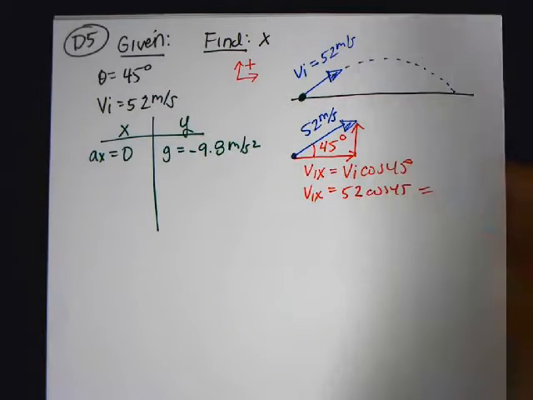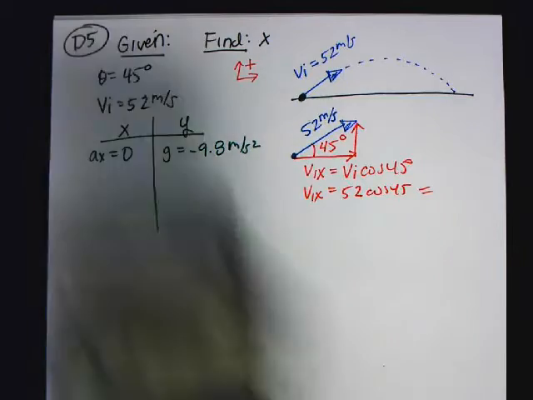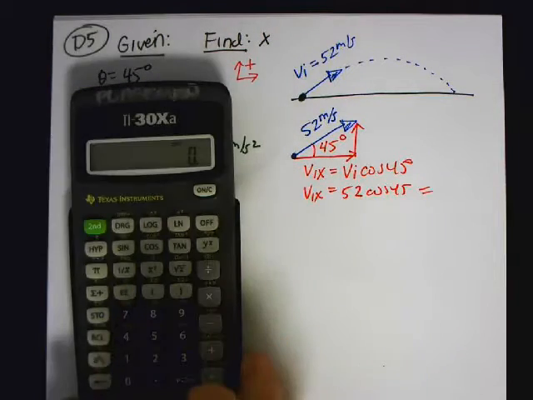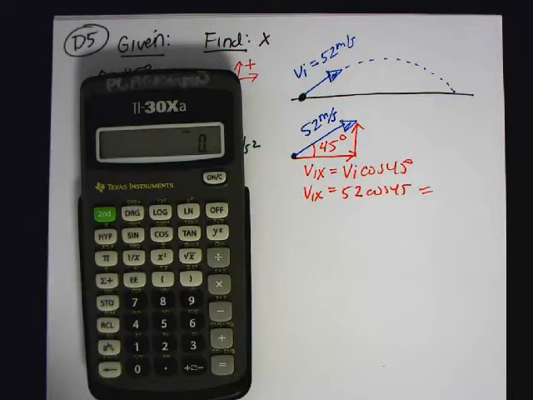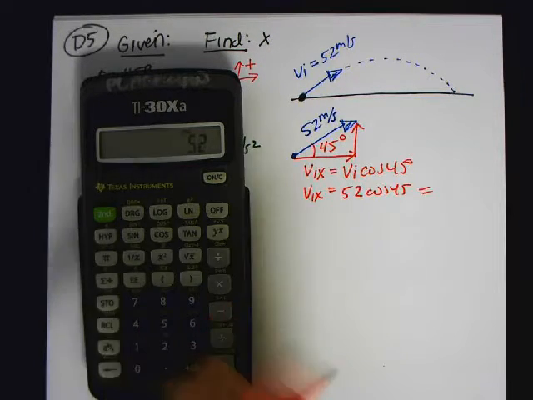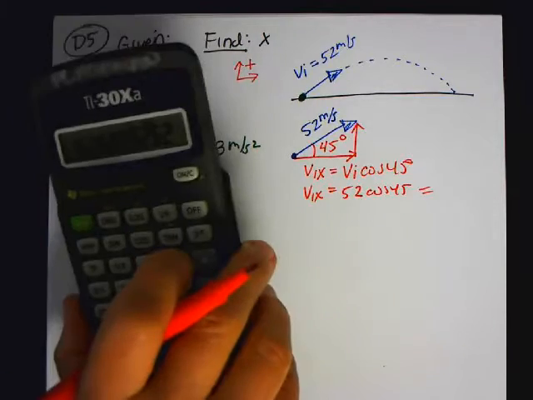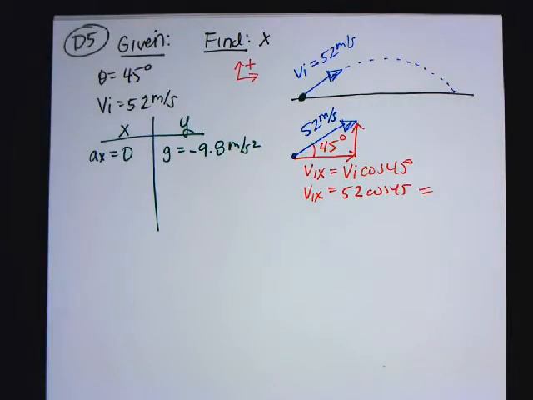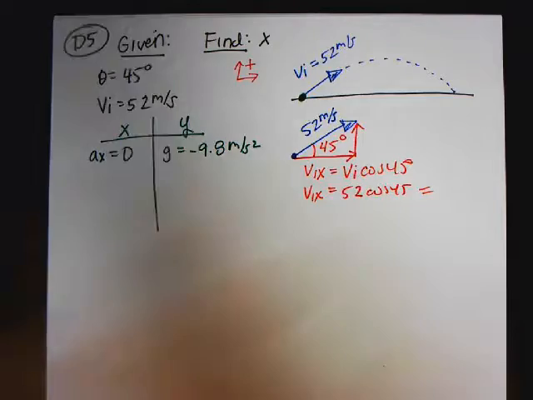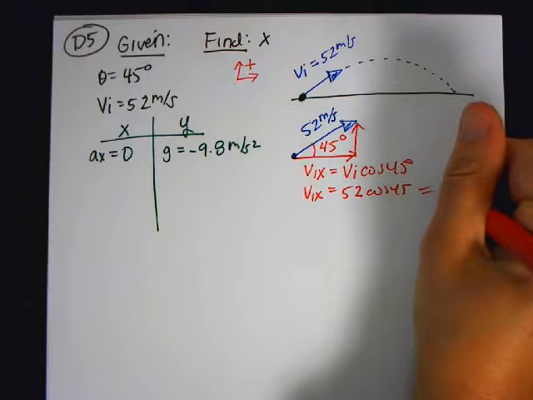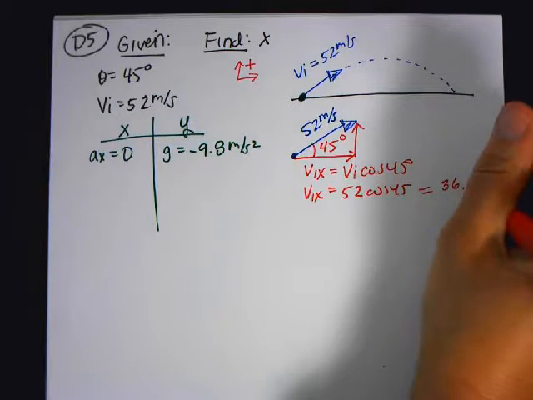So when I put that in my calculator, this is how I'm going to do it on this calculator. I'm going to press 45 cosine, which is 0.707, which you should know from math class, times 52 equals, and it says 36.76. So I'm just going to write 36.8.